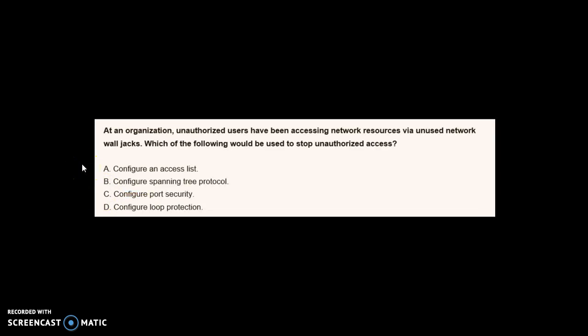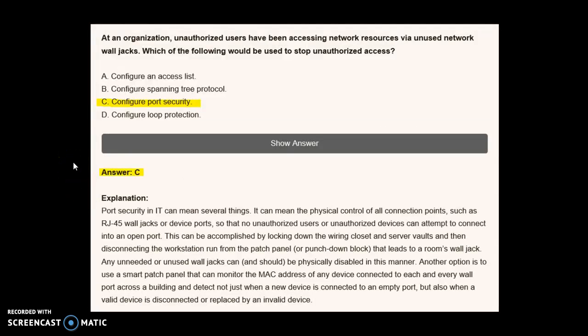In an organization, unauthorized users have been accessing network resources via unused network wall jacks. Which of the following would best be used to stop this unauthorized access? C, configure port security. Again, it's going to lock down the port because it can see another MAC address is trying to get in there. Or when you're inside the closets or the server rooms, right next to the ports going into the actual switches, just make sure they're not connected to the switch. If they're unused wall jacks, there's no point in having them hooked up in the closet.